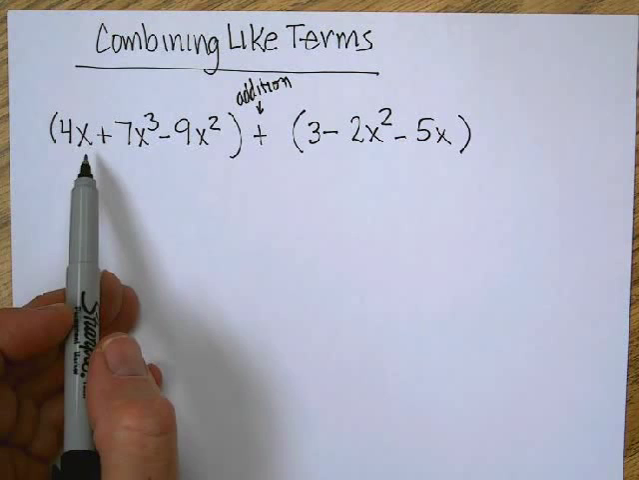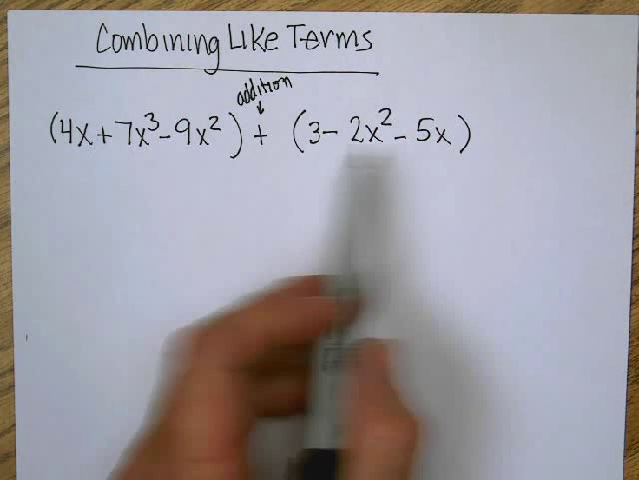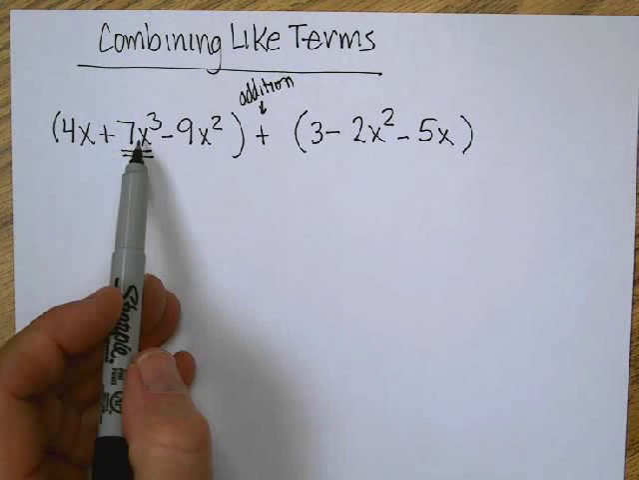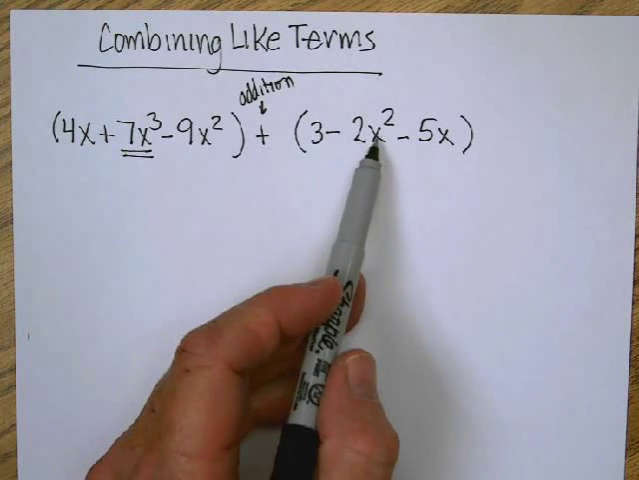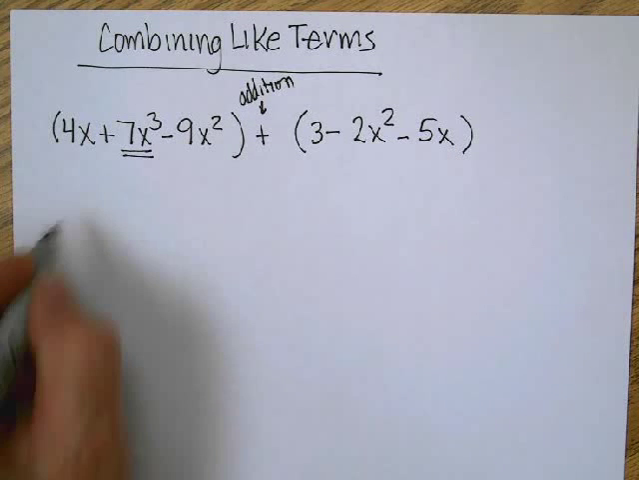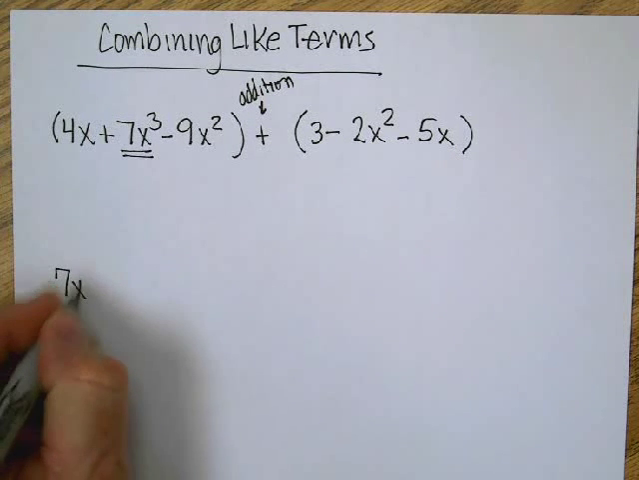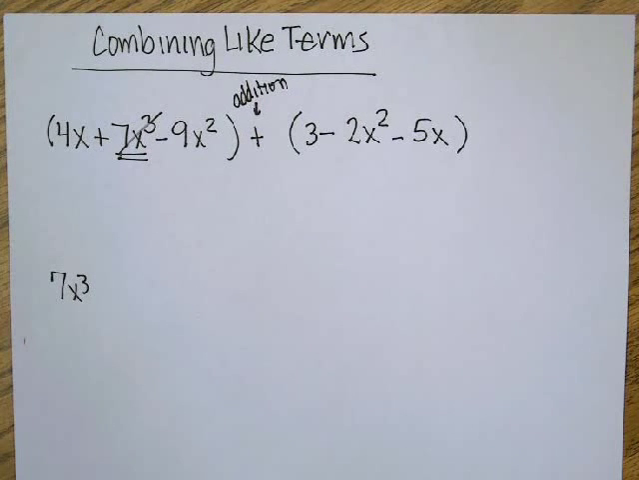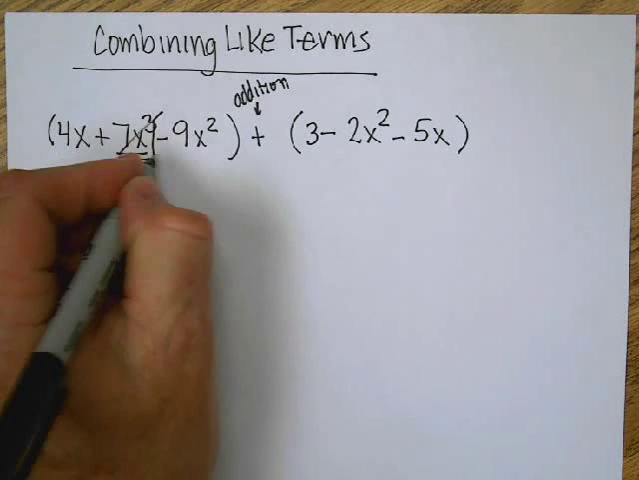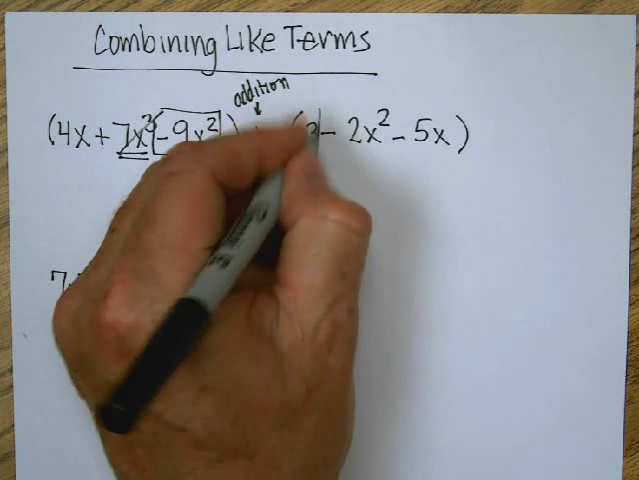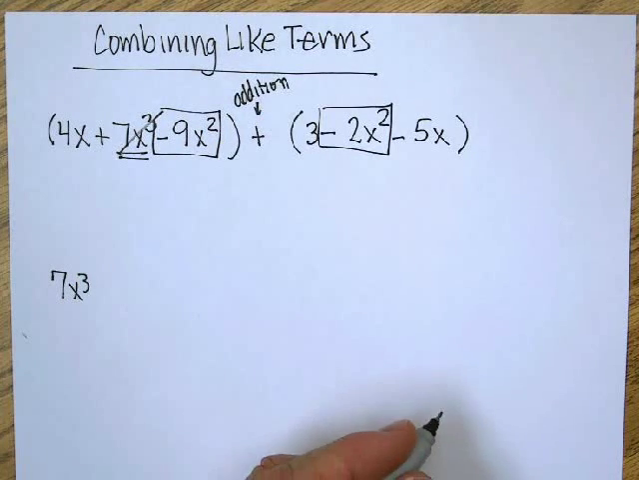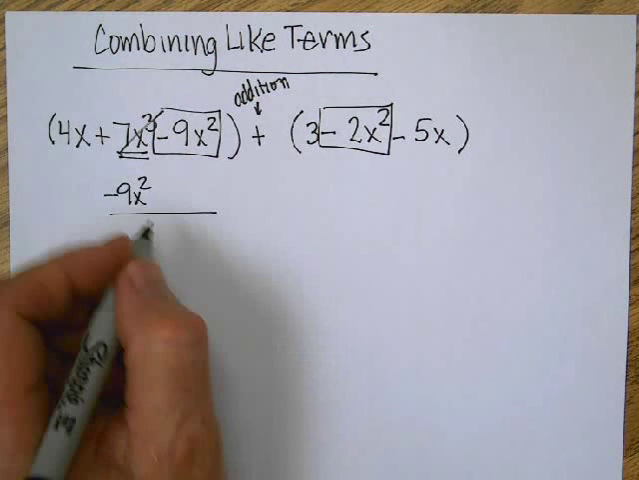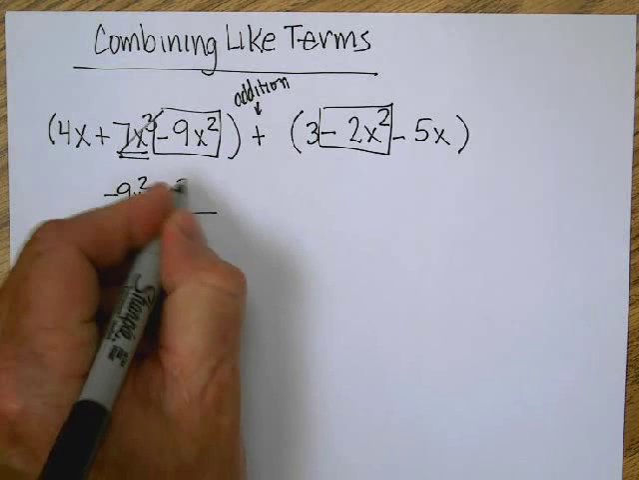So we're going to look for the highest exponent we have here. The highest exponent we have is 7x cubed. Are there any other x cubed terms? No. Since there aren't any, we'll write that down, cross it out that we used it. What's our next highest exponent? Our next highest exponent is negative 9x squared and negative 2x squared. So we're going to write these down here to add together. Remember, our operation is addition.